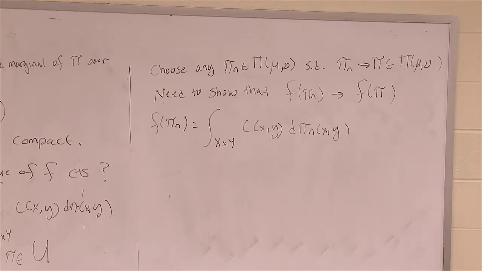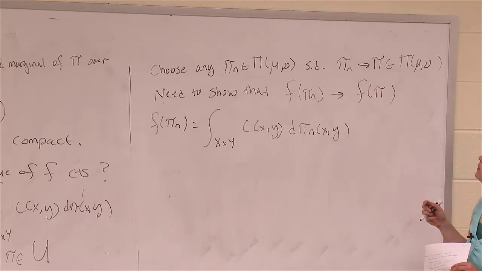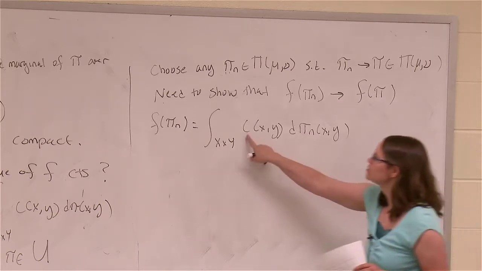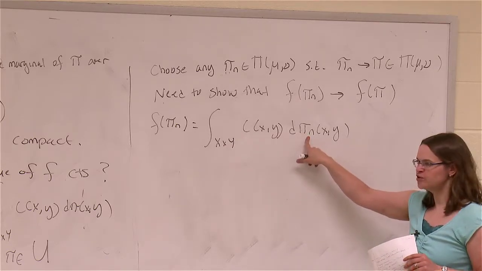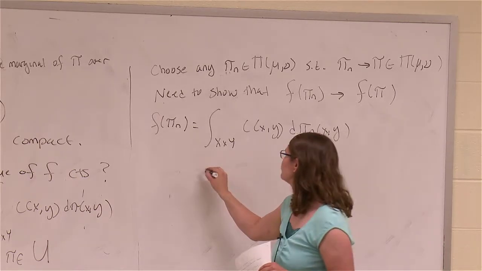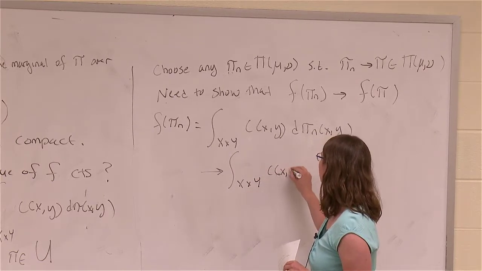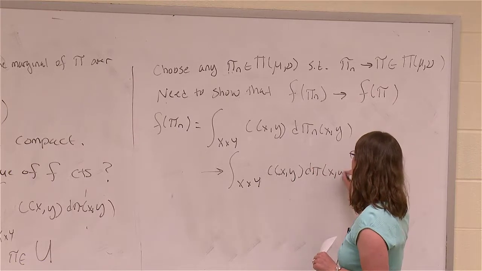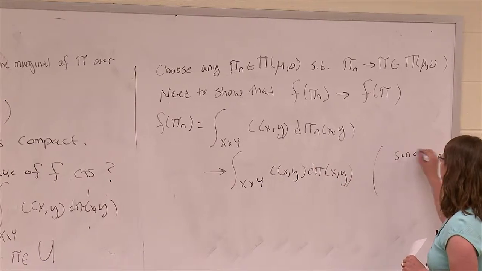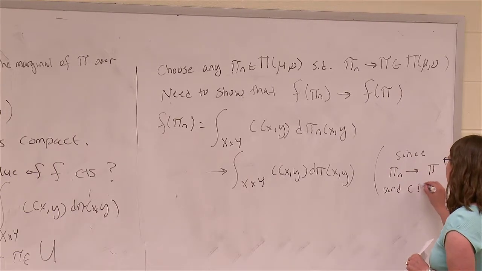What do I need to do to show that? Yeah, so there's not really much that I have to do here, right? We started by saying pi n converges to pi. And just given the definition of the spaces that we're working in, the definition of convergence, this is a continuous function. The definition of convergence of this to pi is that this converges to the integral of c of x y d pi. Okay, that's since pi n converges to pi and c is continuous.